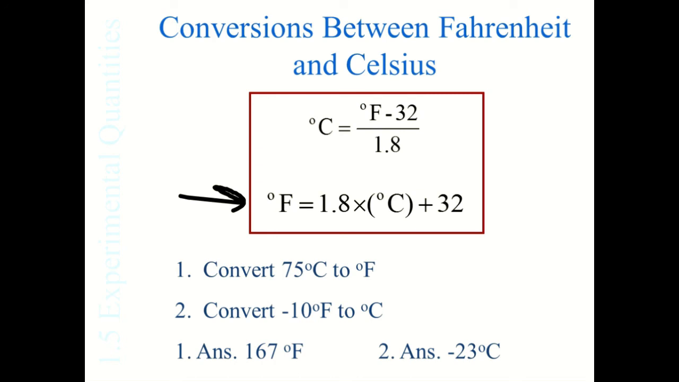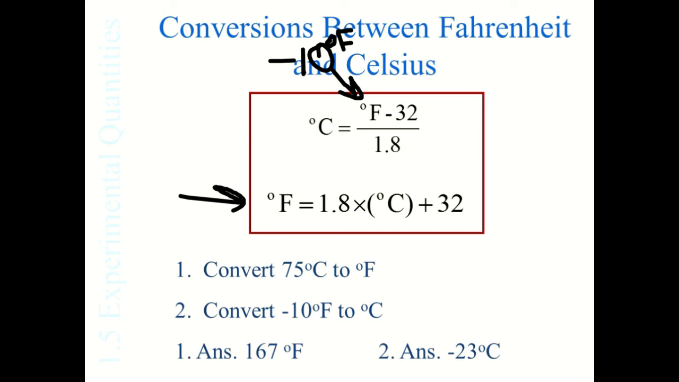This one, however, you might have to use. Okay? Convert negative 10 degrees Fahrenheit to Celsius. So you're going to put right in there negative 10 degrees Fahrenheit. So negative 10 minus 32, divided by 1.8, and that's your degrees Celsius. That's how I would convert from Fahrenheit to Celsius.